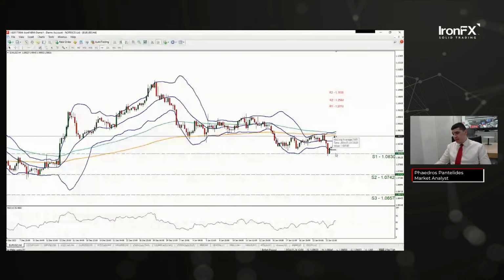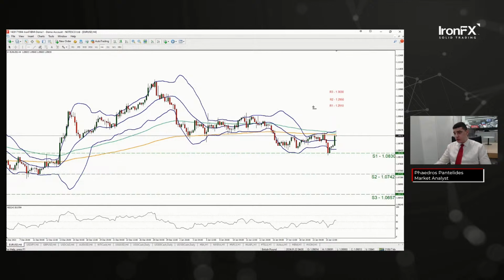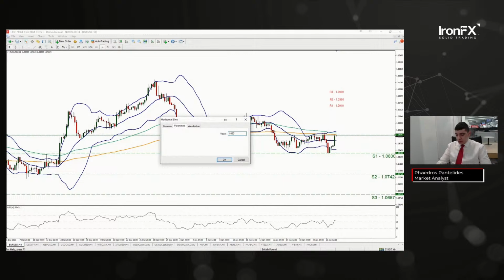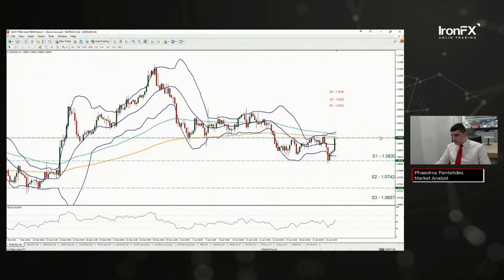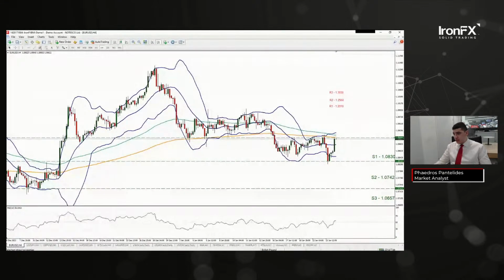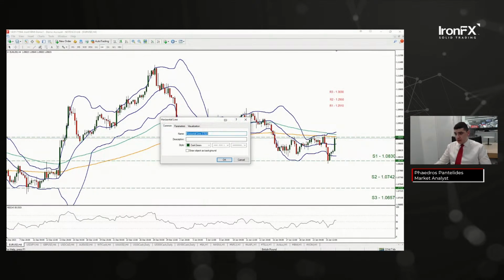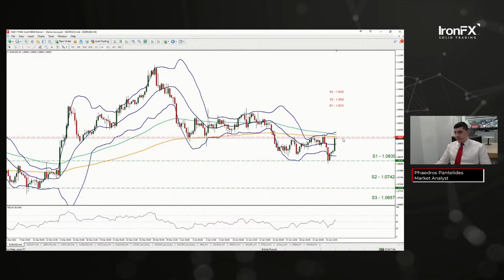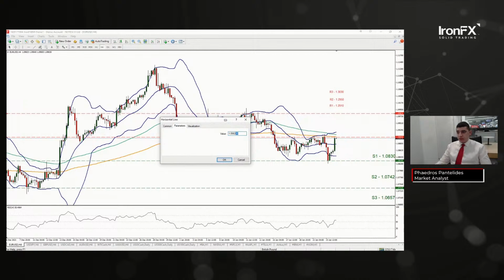For now, you could maintain a sideways bias, and I'll show you what I mean in just a moment, unless it breaks above R1, which is currently at 1.0906. It wicked up, and for a bullish outlook, it would have to break above R1. Next potential target, so roughly around here, 82 pips, roughly the same distance between S1 and S2. So we're keeping that format of roughly 80 pips between our levels.